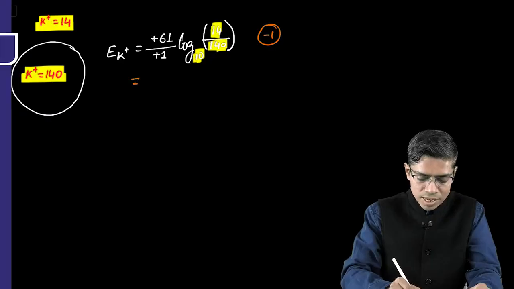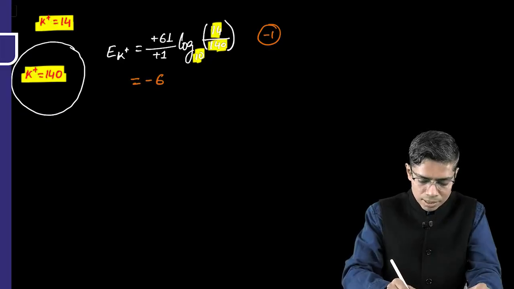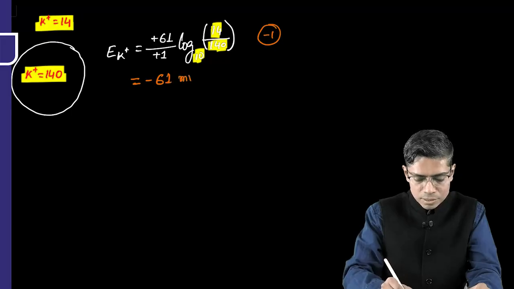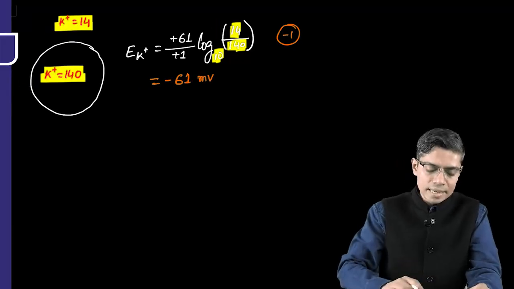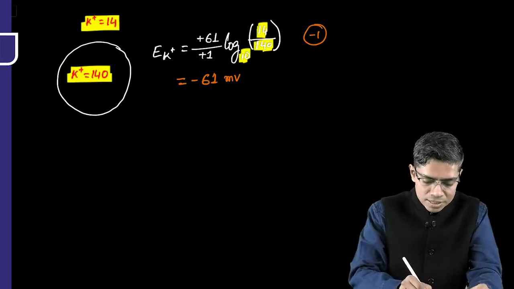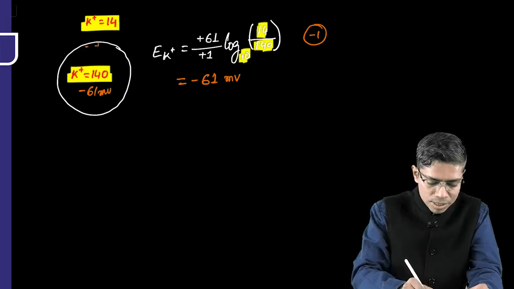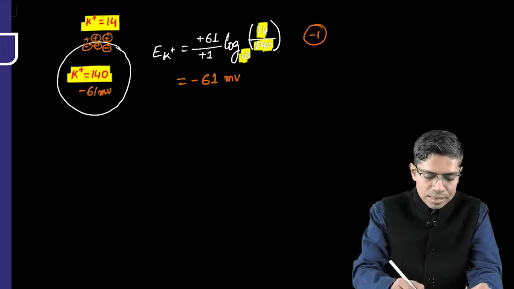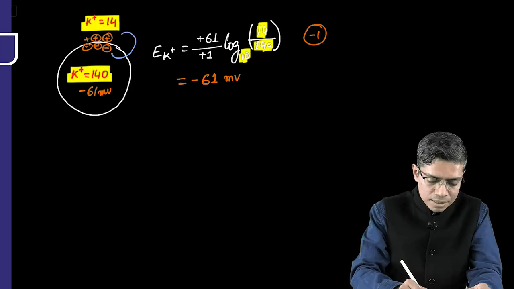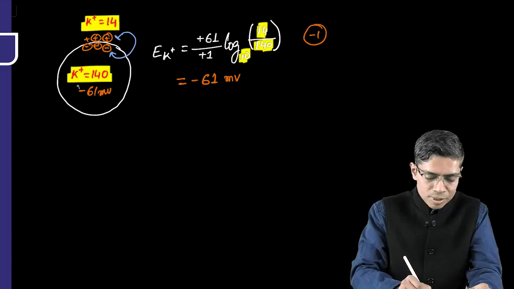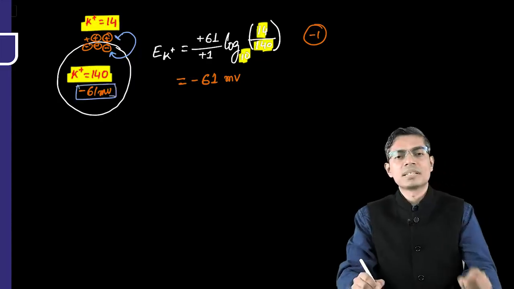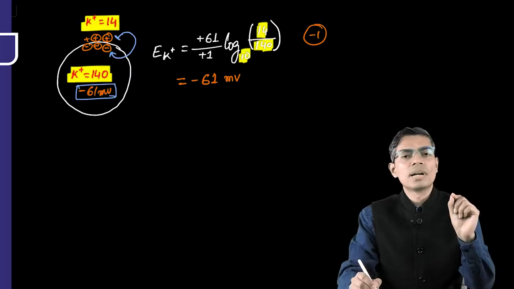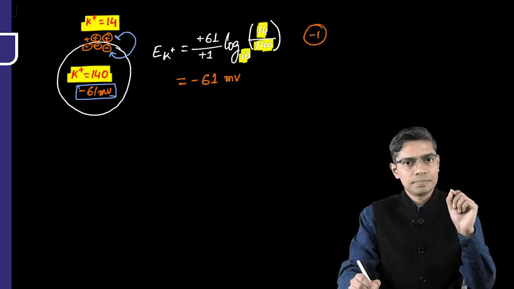So now this whole fraction will be minus 1 and it will be minus 61 millivolt. So I can understand in this cell the equilibrium potential will be minus 61 millivolt. That means the inside of the cell will be negative and the outside of the cell will be positive. If I measure this voltage difference between inside and outside, inside with respect to outside, that will be minus 61. The cell is permeable to only one ion, and that is the potassium ion.